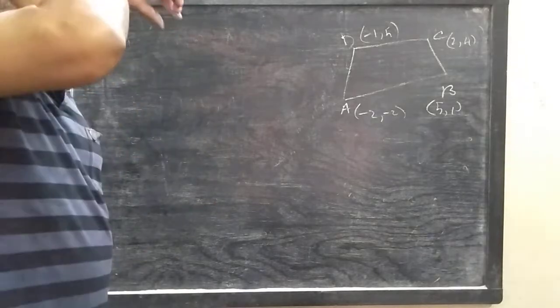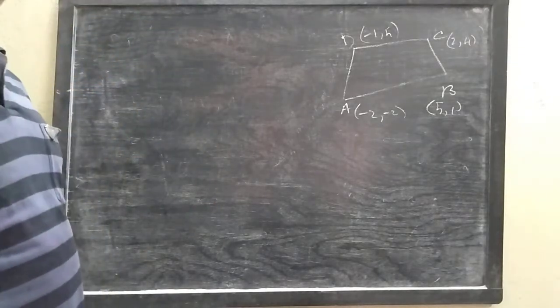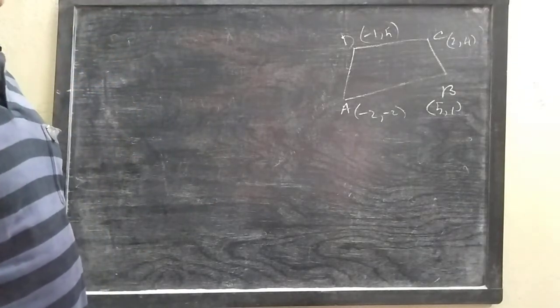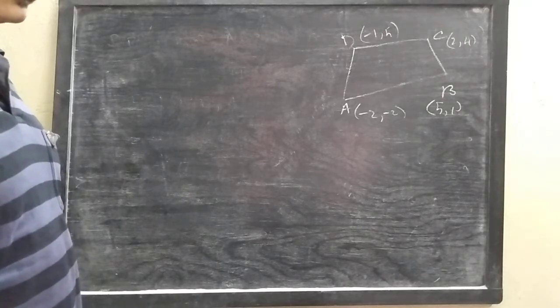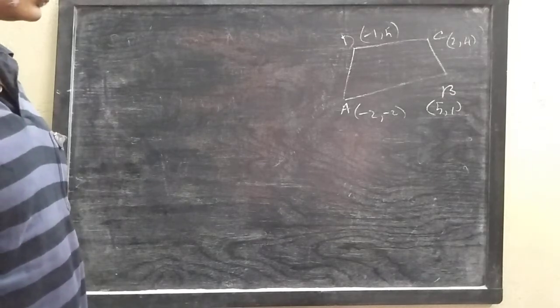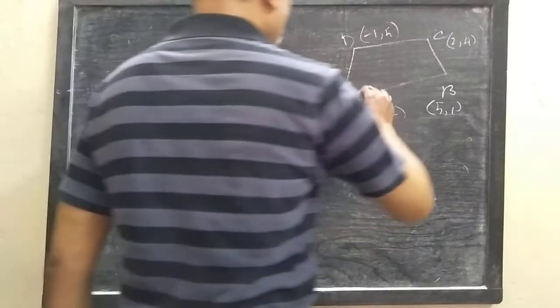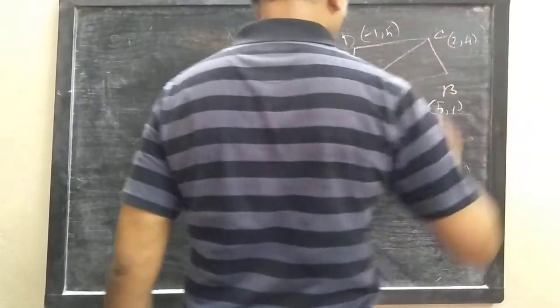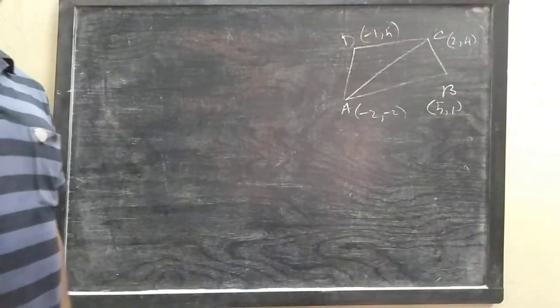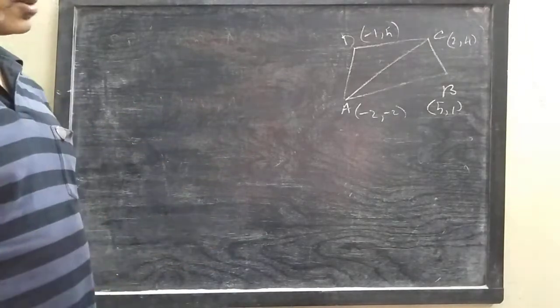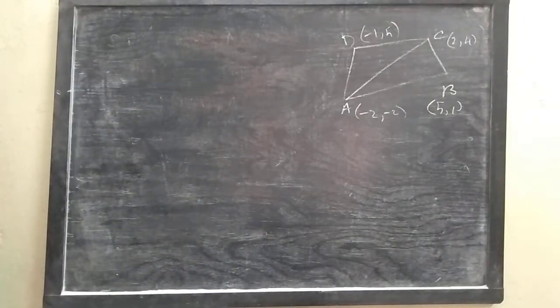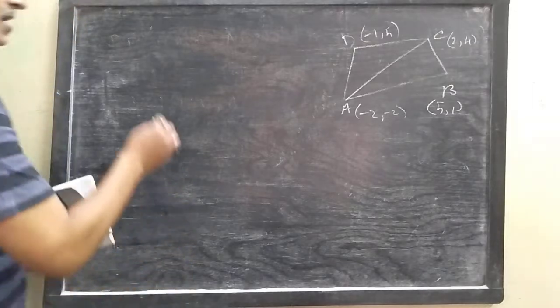Look, as we know the area of a triangle, we have to divide this quadrilateral into two triangles. You can do it by joining the diagonal AC, or you can do it by joining the diagonal BD. Anyone. Let us solve the problem by joining the diagonal AC here, and you do the same problem by joining the diagonal BD. So, first find the area of triangle ABC.